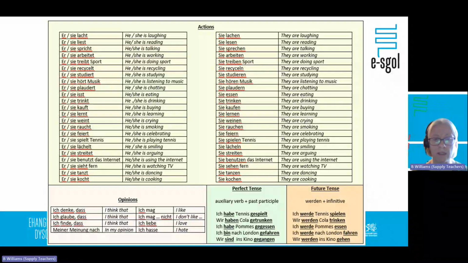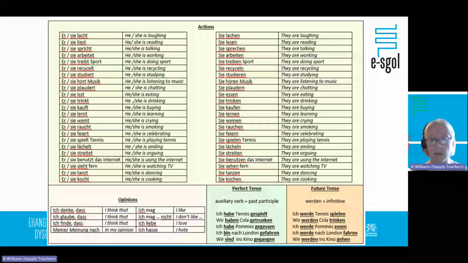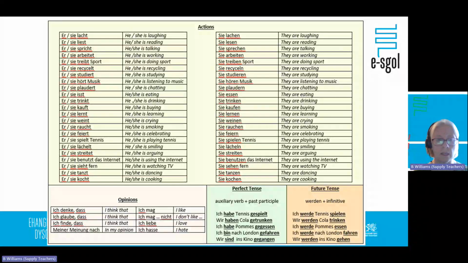You do have on this knowledge organizer, though, the reminders of how to create the perfect tense and the future tense. So they will be really important as well. So remember things like ich habe Tennis gespielt. But remember that some verbs in the past tense take sein. So for example, the last but one in the green box, ich bin nach London gefahren. Okay, so remember the ones that take sein.